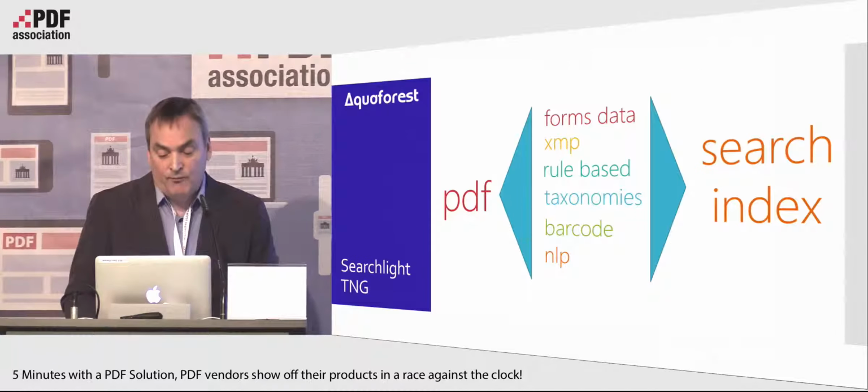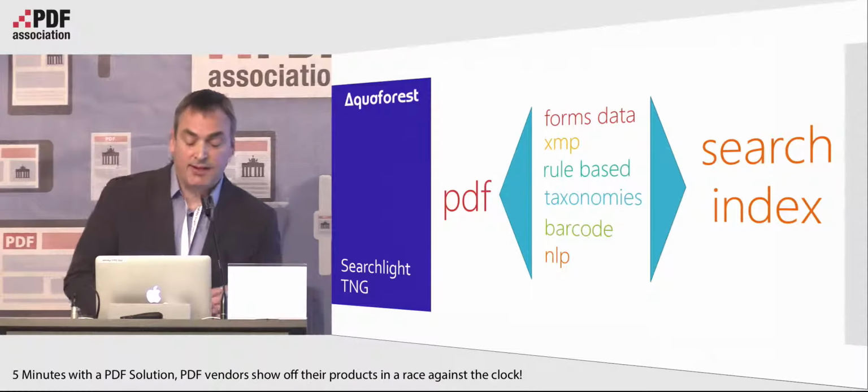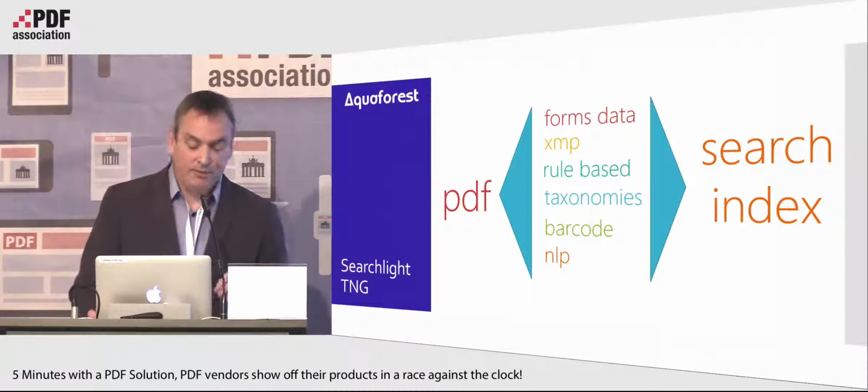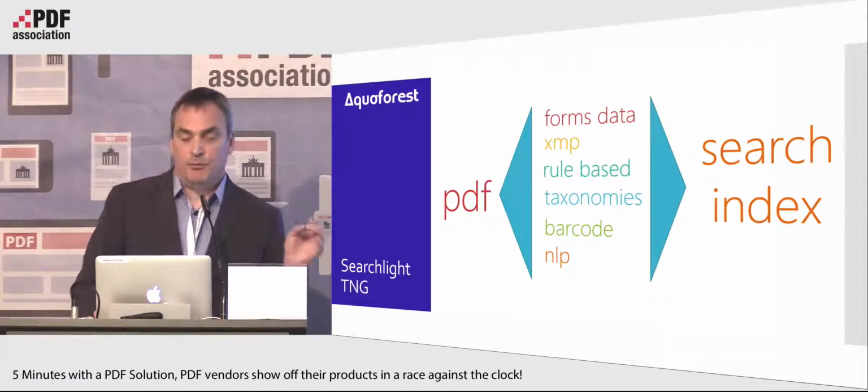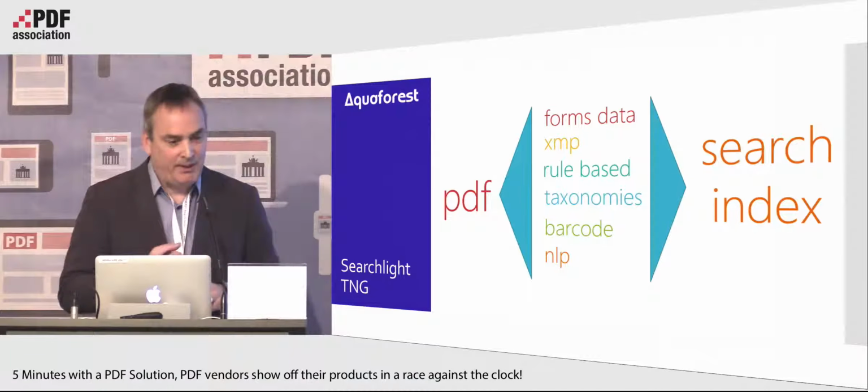Where we want to move forward from this, and this is the next generation, this is what we're working on now for release later this year, is really to extend the types of metadata that it's possible to map to attributes in the search index. And this is where it gets much more interesting, I think.